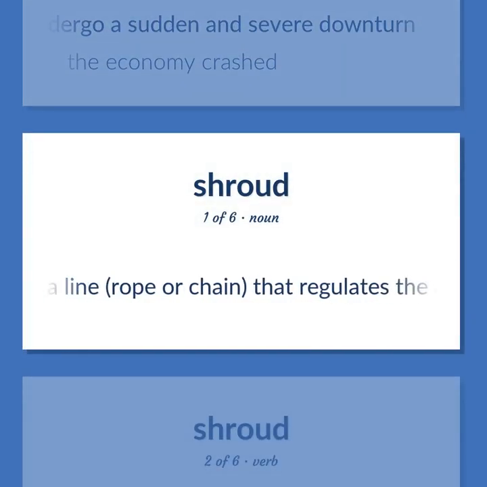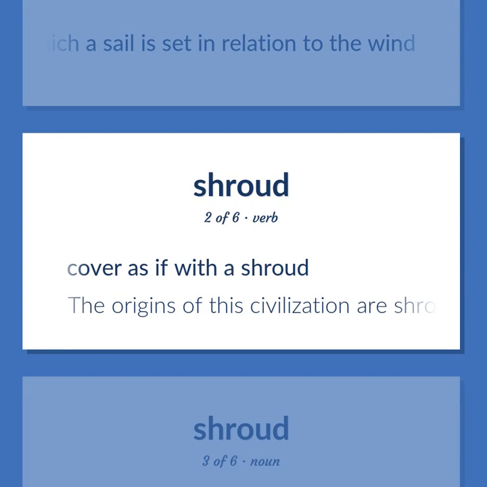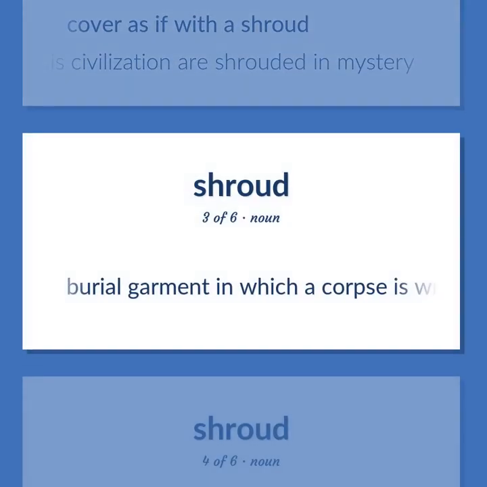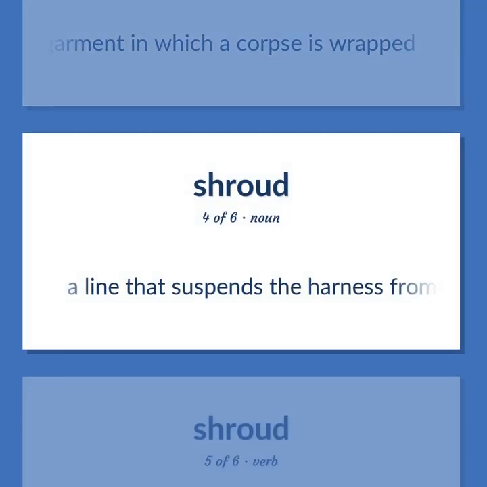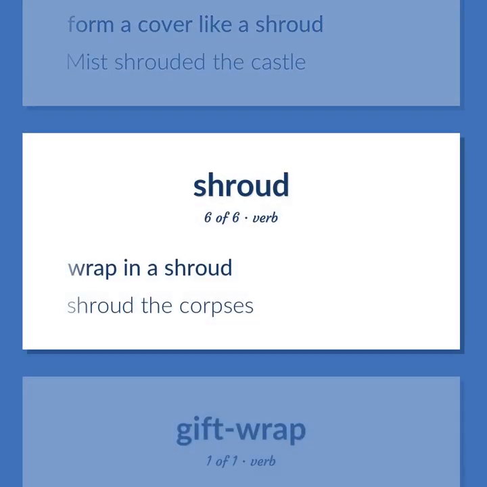Nautical. A line, rope, or chain that regulates the angle at which a sail is set in relation to the wind. Cover as if with a shroud. The origins of this civilization are shrouded in mystery. Burial garment in which a corpse is wrapped. A line that suspends the harness from the canopy of a parachute. Form a cover like a shroud. Mist shrouded the castle. Wrap in a shroud. Shroud the corpses.